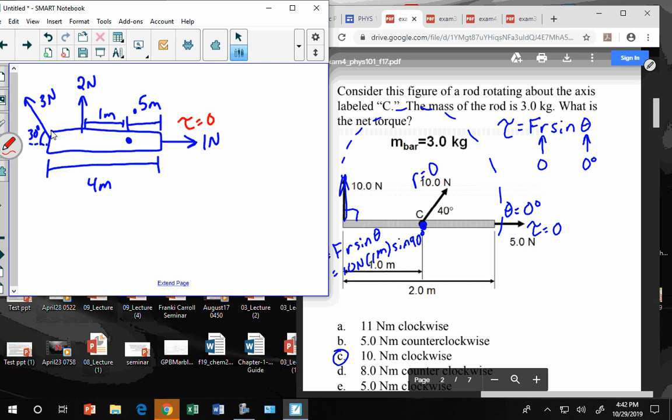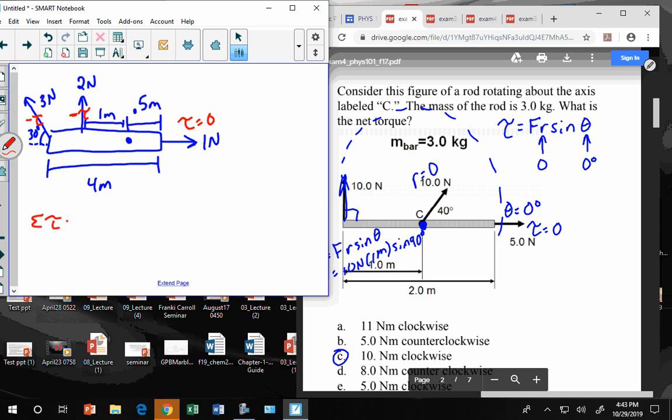I need to identify, are they positive or negative torques? This is a negative torque. This is also a negative torque. So when I add them up, I'll have both negative numbers. You need to identify the sign of the torque, because when you add them up, if one's positive and one's negative, then you'll be taking a difference between those two.